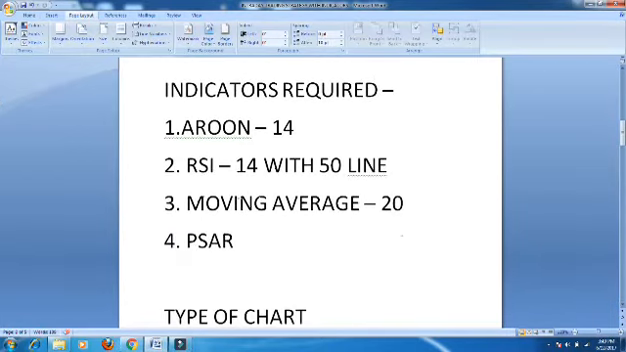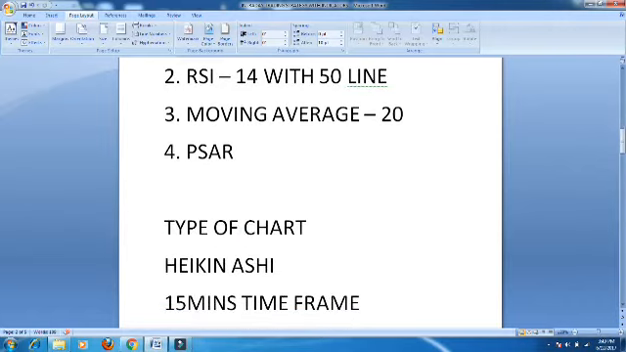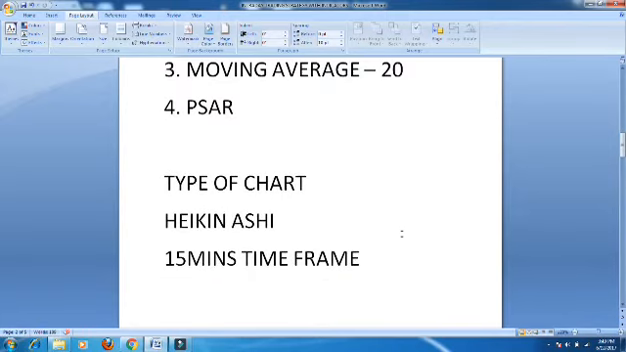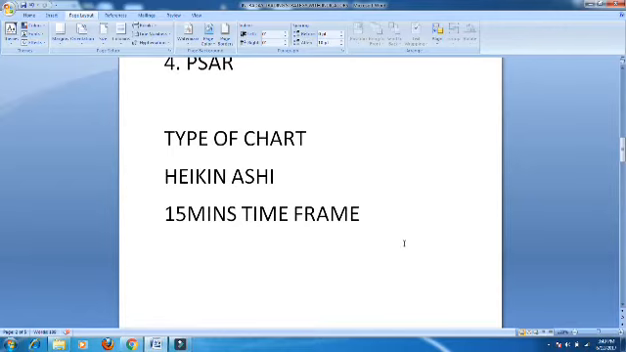The indicators required are Aroon with the default setting 14, RSI with default setting 14 with the 50 line, moving average of 20 periods, and SAR. The type of chart is Heikin Ashi, and for the time frame you can use 15 minutes or 5 minutes. I prefer 15 minutes for more accurate signals.